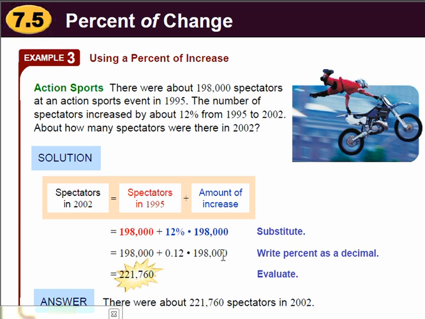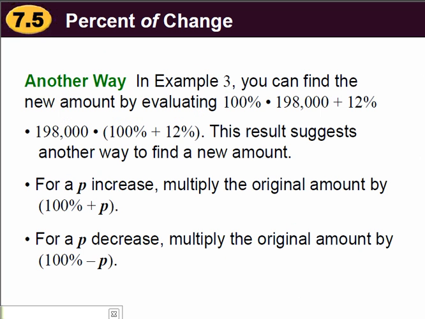They just used 12% times. You can do it that way as well, or you can find it and then add it so that you can say, does this seem reasonable? Remember, that's one of your most valuable math skills: does my answer make sense? Does it seem reasonable? Okay, so percent of change. Another way, in example 3, you can find the new amount is by evaluating 100% of 198,000 plus 12%. So you would say 198,000 times 100 plus 12%, which is going to result in 198,000 times 112%.